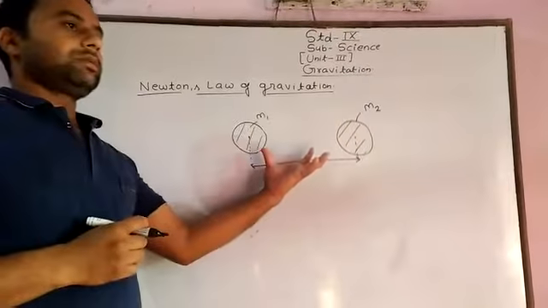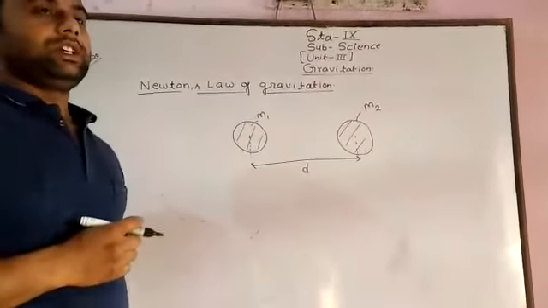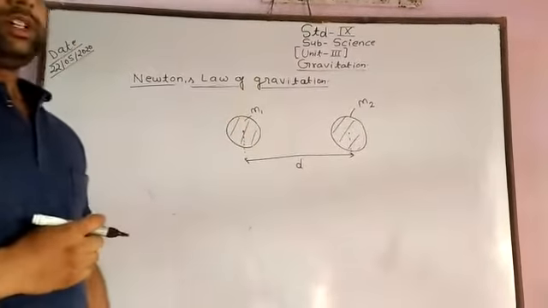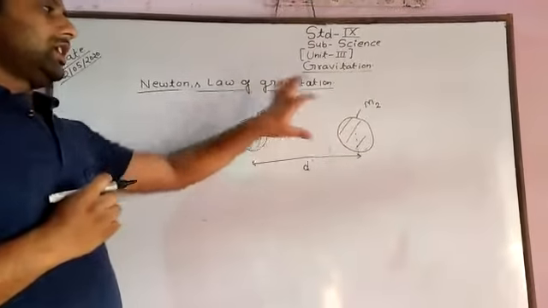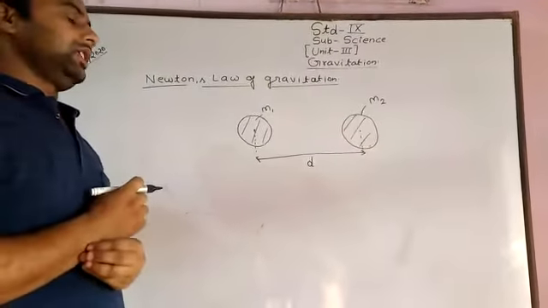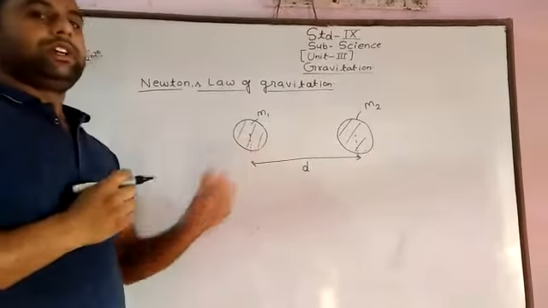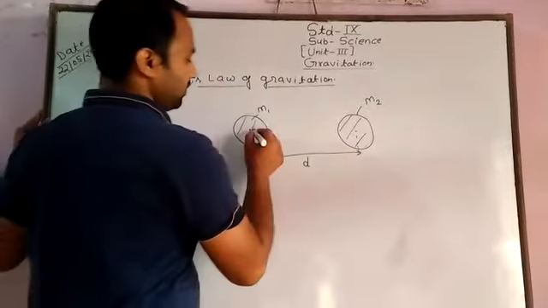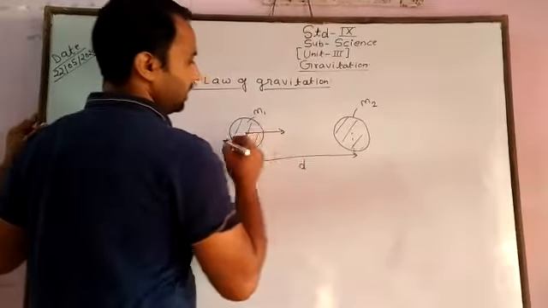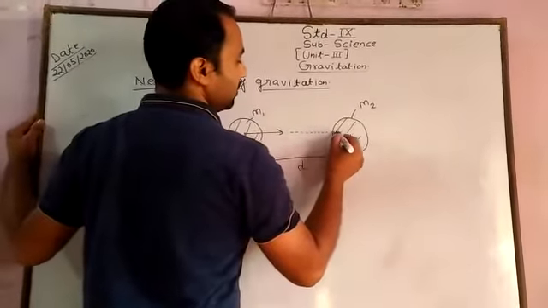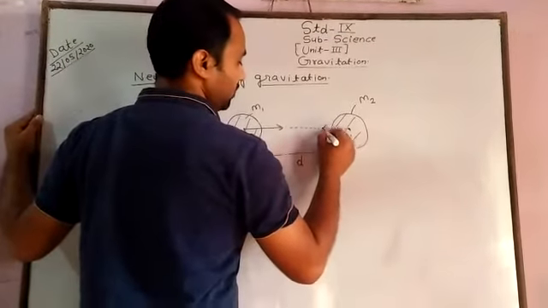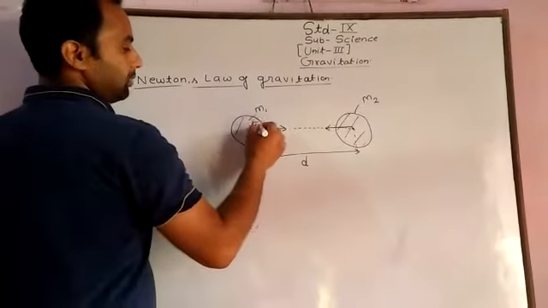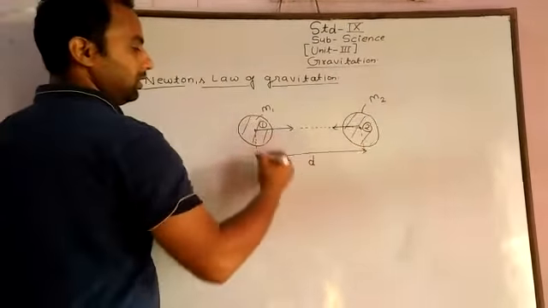Any two masses which are placed in the universe always attract each other. This is the law of gravitation. It means if two objects are placed anywhere in space, then a gravitational force acts between them, and the direction of the force is along the line joining the masses. This is object number 1 and this is object number 2.